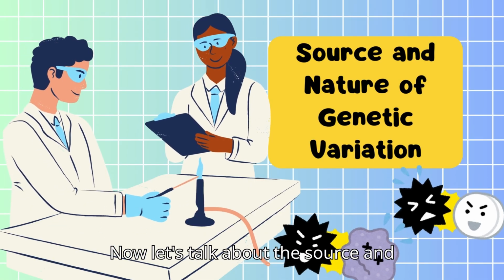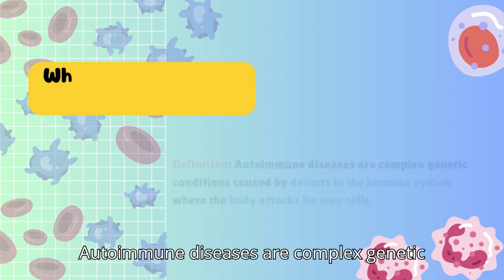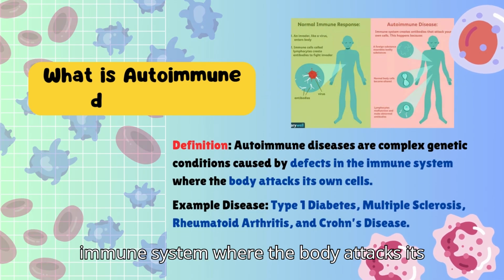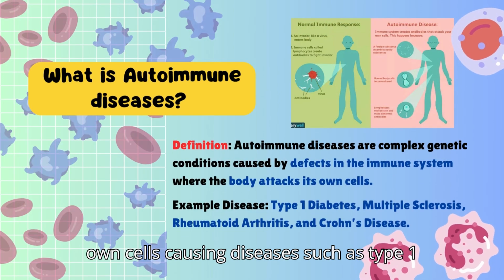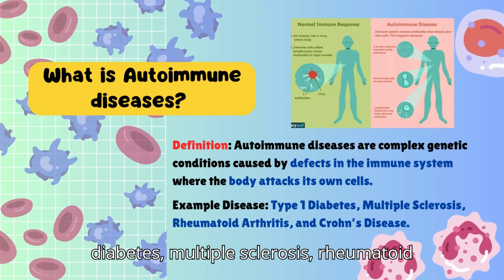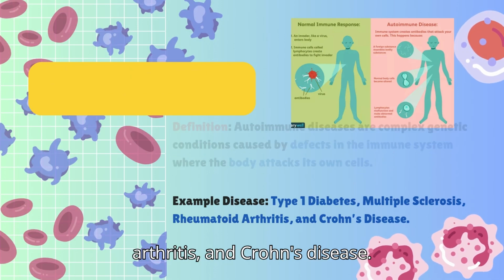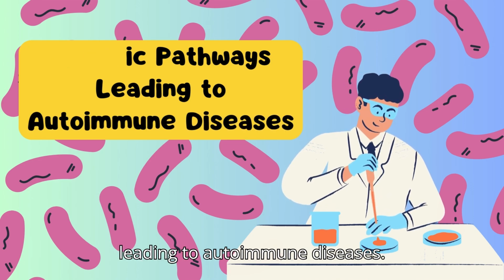Now let's talk about the source and nature of genetic variation. Autoimmune diseases are complex genetic conditions caused by defects in the immune system, where the body attacks its own cells, causing diseases such as type 1 diabetes, multiple sclerosis, rheumatoid arthritis, and Crohn's disease. Let's explore the genetic pathways leading to autoimmune diseases.